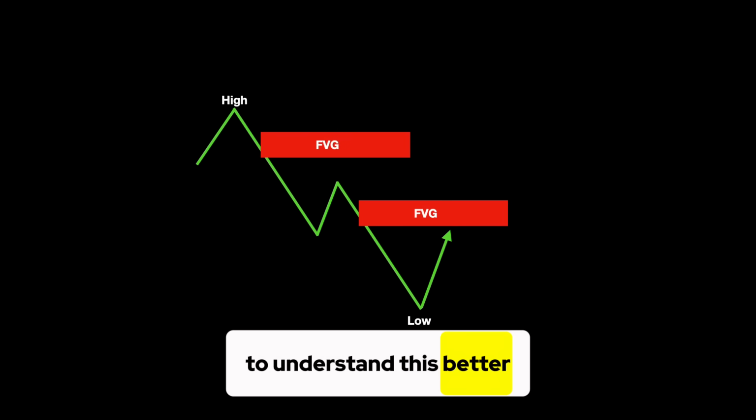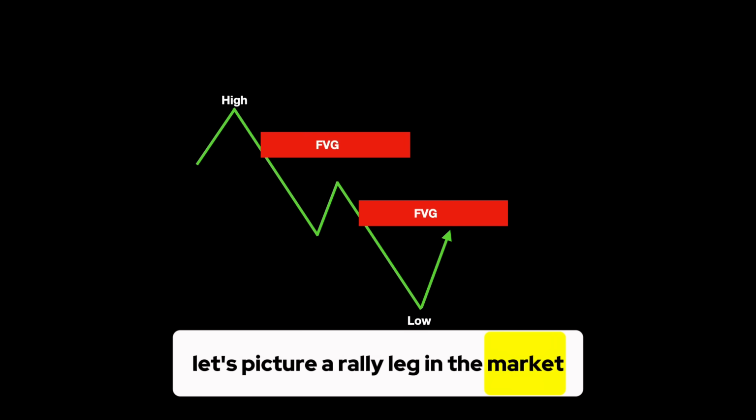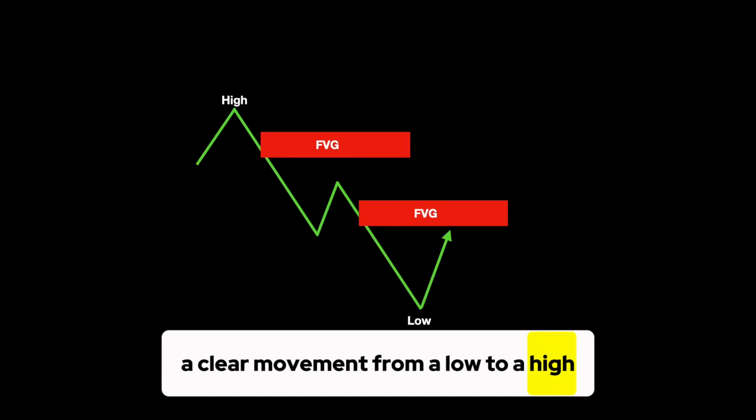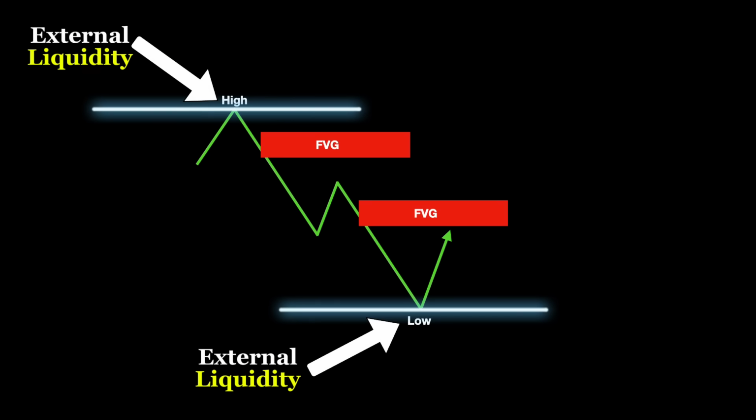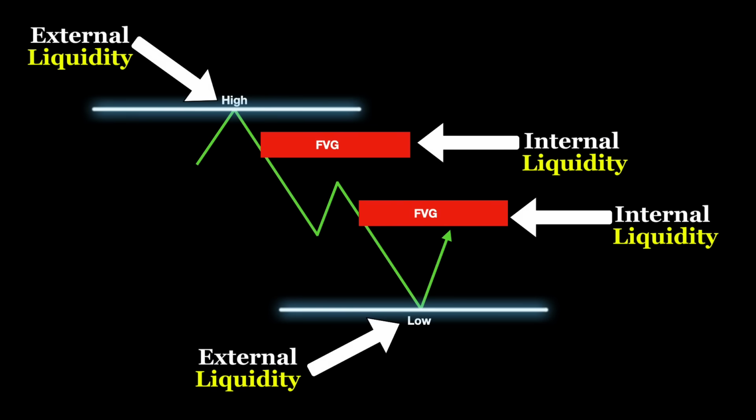To understand this better, let's picture a rally leg in the market, a clear movement from a low to a high. The highs and lows that form during this movement are what we refer to as external liquidity. These are the price extremes where many stop orders are placed. Now, in contrast, the fair value gaps that appear between that high and low within the body of the move are what we call internal liquidity.